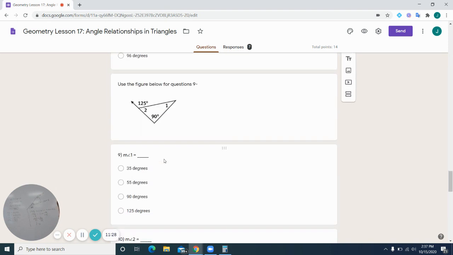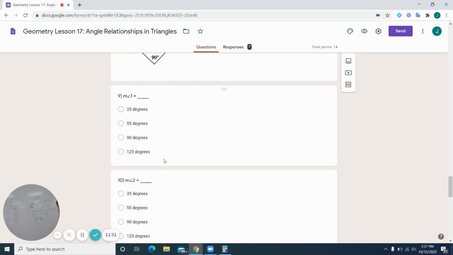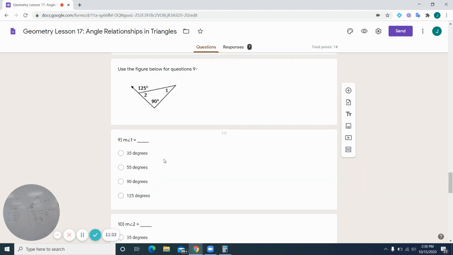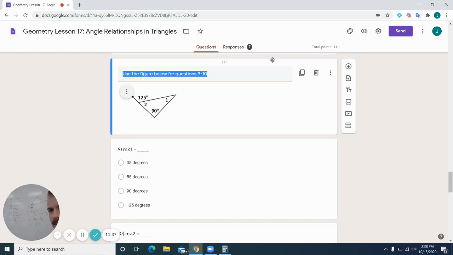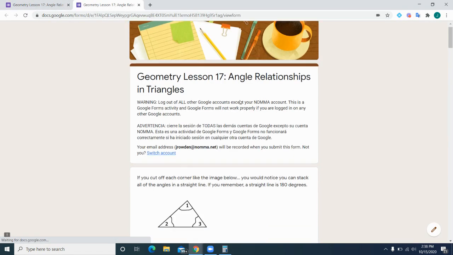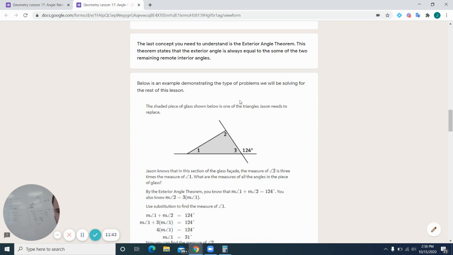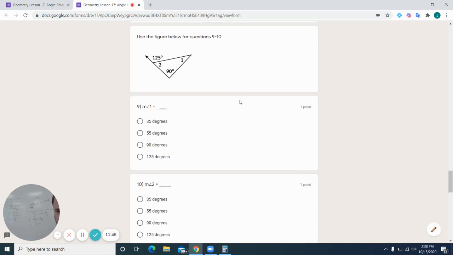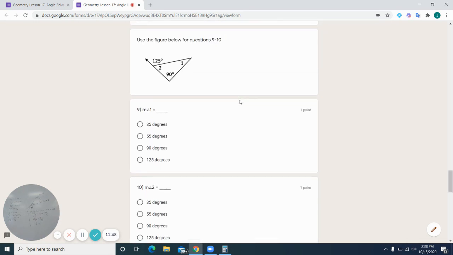Okay, let's do another one of these. Use the figure below for angles 9 through 10. I think I can edit this, so make sure it says that. Oh, it does say it. It's just I'm in the wrong view. Okay, so number 9. Let's find measurement angle 1. This one's actually going to be a little bit easier than the last one. There's a little bit less going on here.